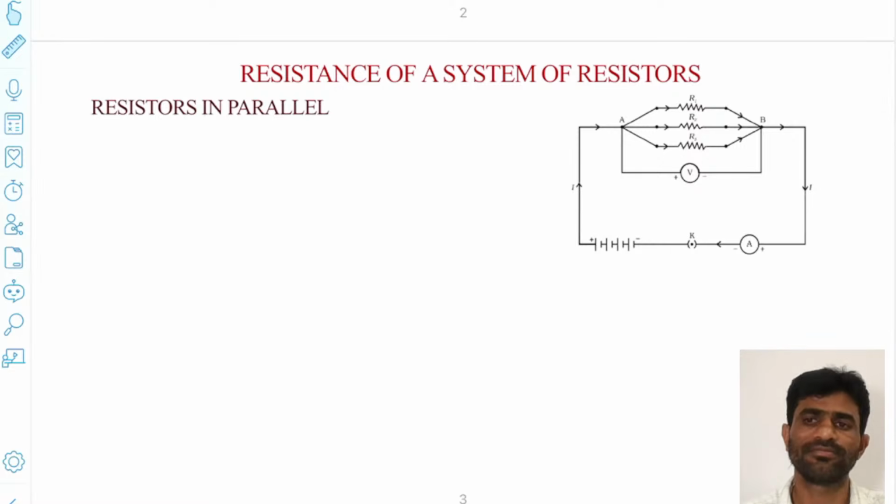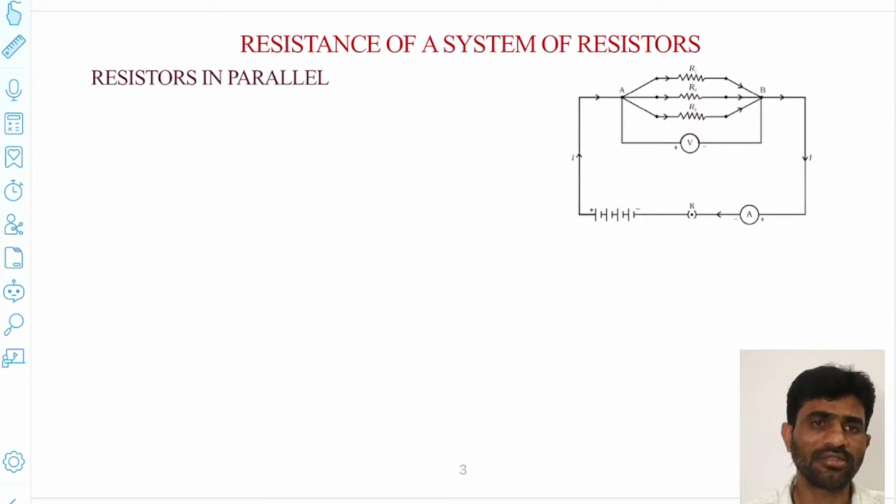there are three resistors R1, R2, R3. Current I will be divided as I1, I2, I3. But here, potential difference will be the same. Potential difference across all the three resistors is the same, V.